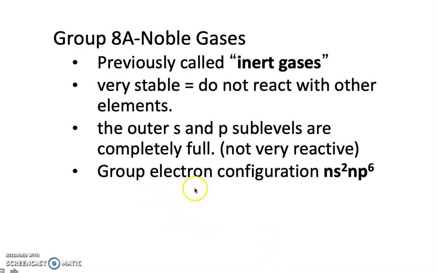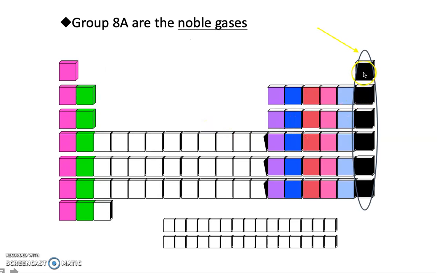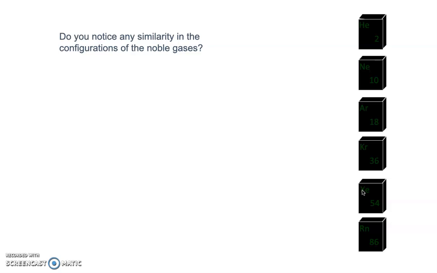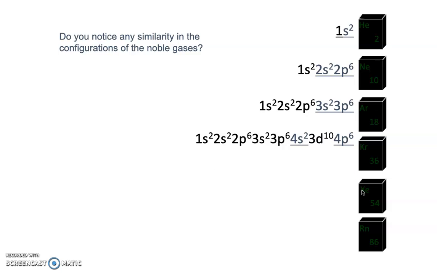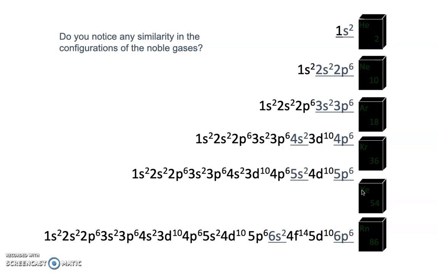Now, the group electron configuration for the noble gases is s2p6. So 2 plus 6 is 8. So your noble gases are this black group right here, from the top all the way down to the bottom. So you can see you have the s2p6 all the way down.